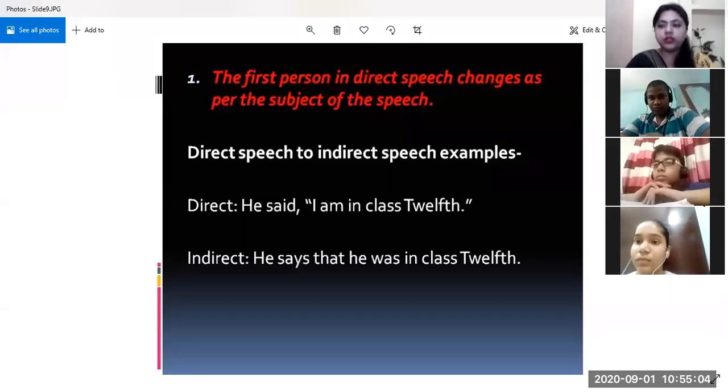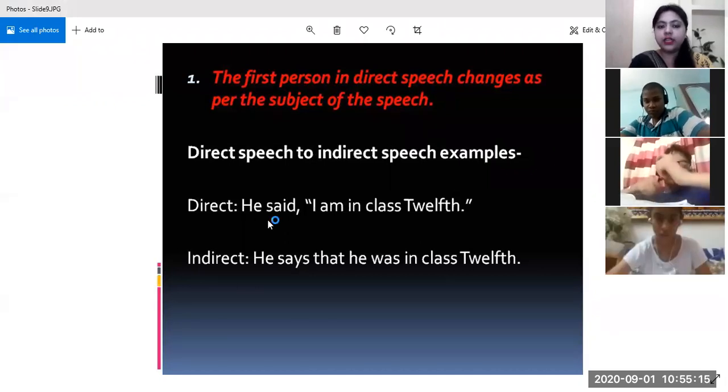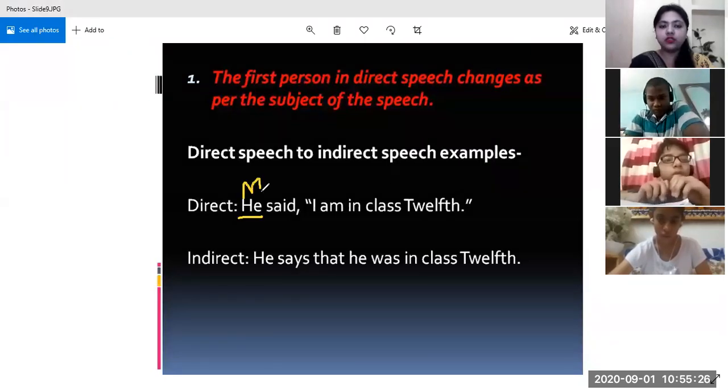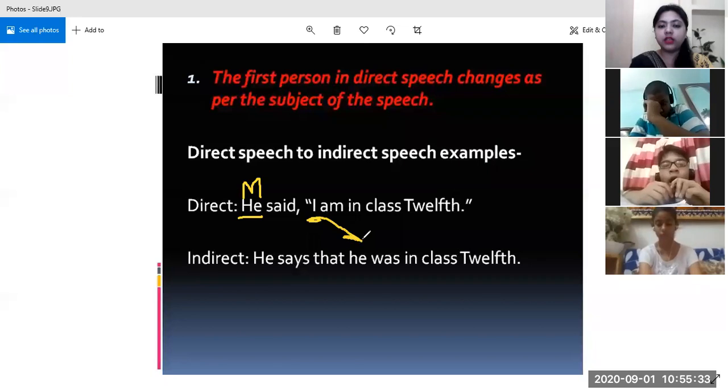We will do the first person, second person, and third person one at a time. See, the first person in indirect speech changes as per the subject of the speech. He said, I am in class 12. So what is the subject? Subject is he, and it is a masculine gender. So what will come in place of I? I is in first person. So I will change into he because the subject was in first person.